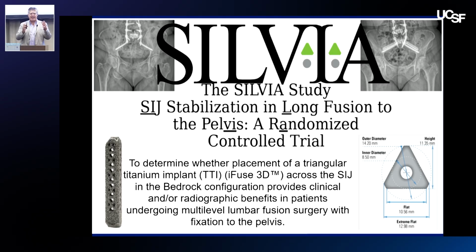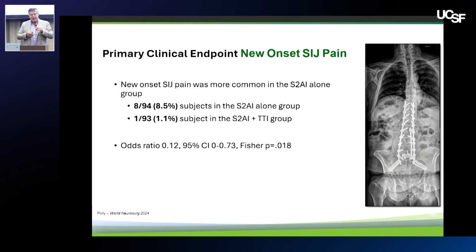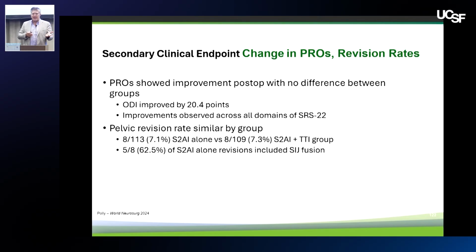So is there an advantage? And this is important to understand. Smooth screws with or without a triangular osteosynthesis device. The important conclusions here to summarize is that the primary outcome was the new onset of SI joint pain. There was significantly less SI joint pain. That's something I probably under-recognized, but there was less SI joint pain. Importantly, there wasn't a big difference in patient-reported outcomes or in revision surgery.